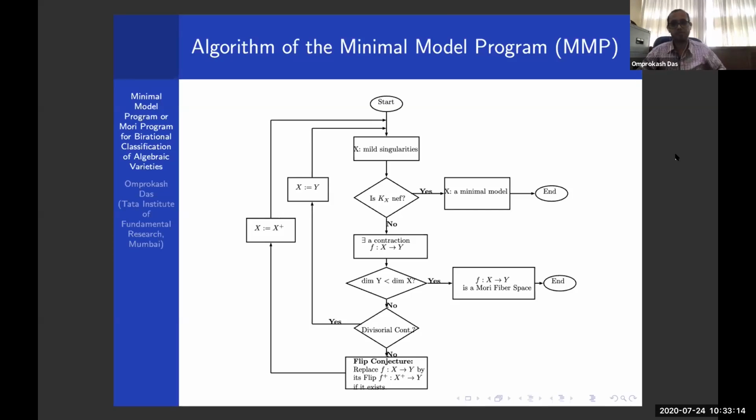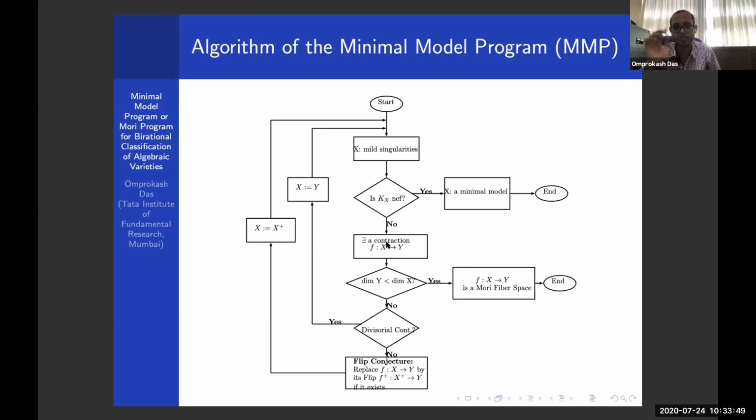So start with X with mild singularity. Let's say in fact it is smooth. Then you ask this question: is K_X nef? If the answer to your question is yes, then that's it. That's the minimal model. It is smooth. Then we are done. You end the program right there, and you go to the right hand side. If the answer to this question is no, then by Mori's theorem there exists a contraction. But as I said, there could be 2 types of contraction, the divisorial and flipping contractions.